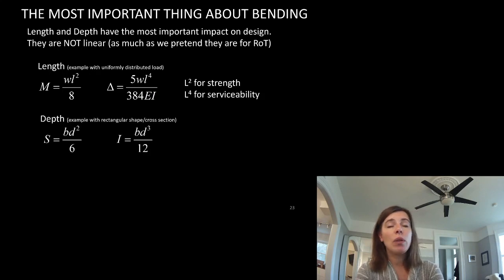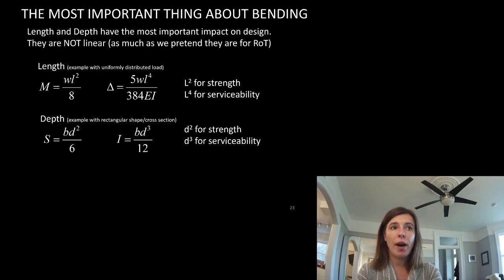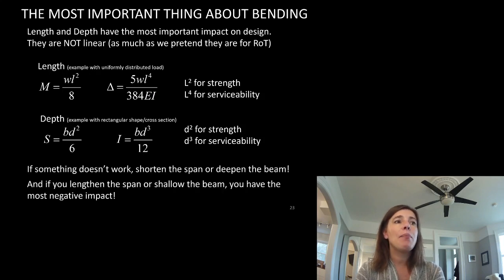Depth. Well, when we were looking at strength, BD squared divided by 6. And when we were looking at deflection, our moment of inertia, which is our shape property for deflection, is BD cubed divided by 12. So depth is squared for strength and cubed for serviceability. So this means if you want to make the biggest impact on your design, so if something doesn't work, shorten the span or deepen the beam, or a combination of both. And that is where you're going to get your biggest return. Making it wider, not going to have that big of an impact. Making it deeper, it's going to have a huge impact on your design. Or if you lengthen the span or make the beam shallower, you're going to have the most negative impact. So if you say, oh, I just want to extend this beam a meter, it's not a linear relationship to how much deeper your beam gets. It's going to have a drastic difference on the depth of that beam.